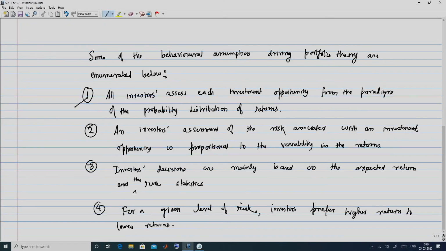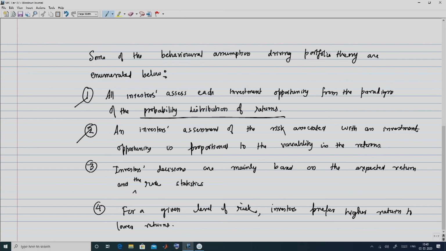So, let us look at point number 1. The point number 1 says that all investors will basically make an assessment of each of the investment opportunity from the point of view of the probability distribution of returns. So, as you can see, whenever you are looking at returns, a return is basically the percentage gain that you make over your initial investment, and that is going to be a random variable, and consequently obviously it is going to have a probability distribution. So, the first thing that the investors take into account is the probability distribution of the returns.